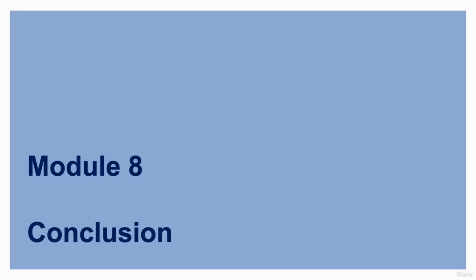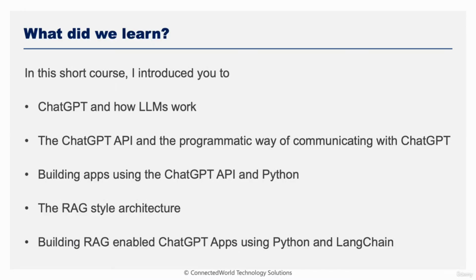Module 8 Conclusion. What did we learn? In this short course, I introduced you to ChatGPT and how LLMs work, the ChatGPT API, and the programmatic way of communicating with ChatGPT, building apps using the ChatGPT API and Python, the RAG style architecture, and building RAG enabled ChatGPT apps using Python and LangChain.